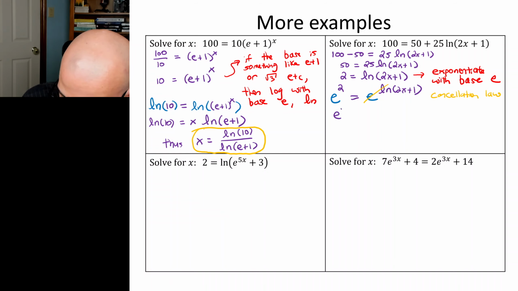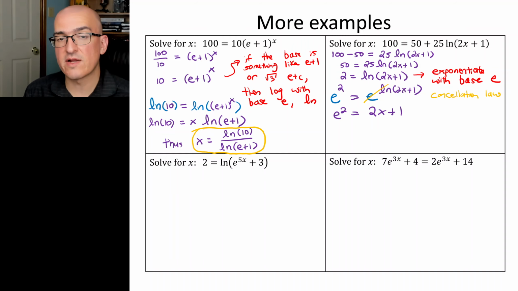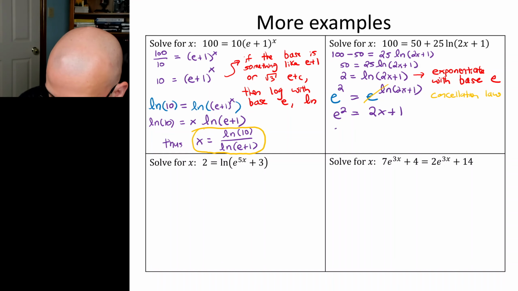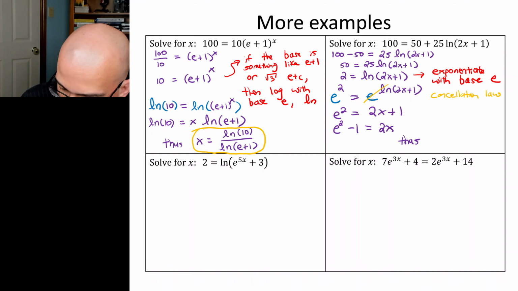So we have e squared is equal to 2x plus 1, and we're not quite done yet. We still have to do some more work to get x all by itself. So I'm going to subtract 1 from both sides. e squared minus 1 is equal to 2x. Then divide both sides by 2. So x is equal to e squared minus 1, all divided by 2.